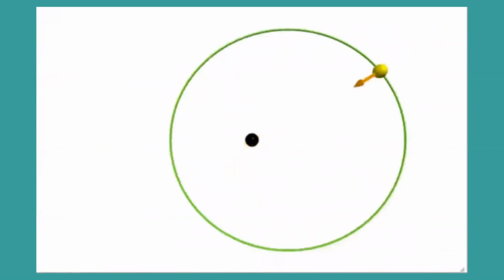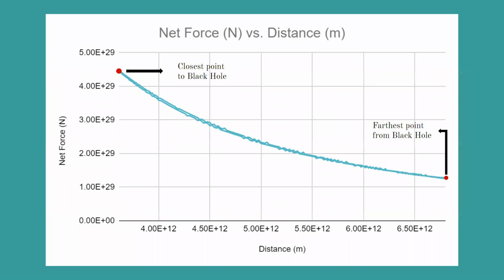This animation shows how the magnitude and direction of the net force changes along the star's trajectory. And right here, we can see how the magnitude of the net force changes with respect to the star's distance from the black hole. As a reminder, Newton's law of gravitational force tells us that the net force acting on the star is inversely proportional to the square of the distance. This relationship is represented in the graph we see here. As the star moves away from the black hole, the net force decreases. And as the star moves closer to the black hole, the net force increases.